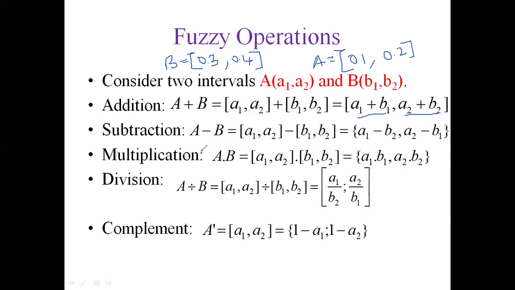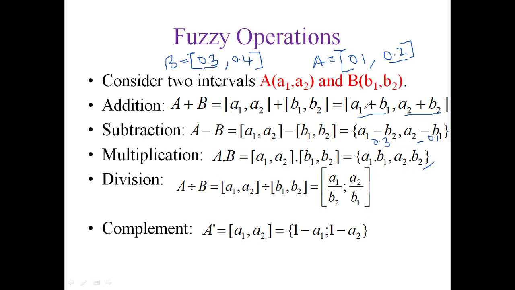Suppose subtraction: B2 minus A1. B2 is 0.4, minus 0.1, so here it will be 0.3. And what about the second coordinate? A2 minus B1. A2 is 0.2 minus 0.3 is minus 0.1. So this will be the coordinate for the subtraction. What about multiplication? For multiplication, 0.1 into 0.3, comma, 0.2 into 0.4. This will be for multiplication.